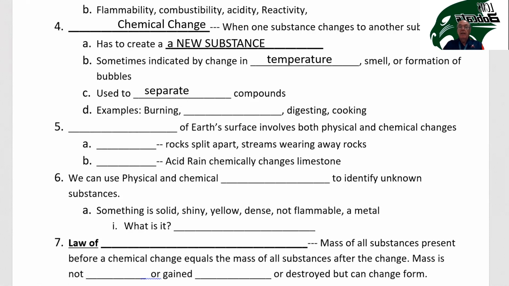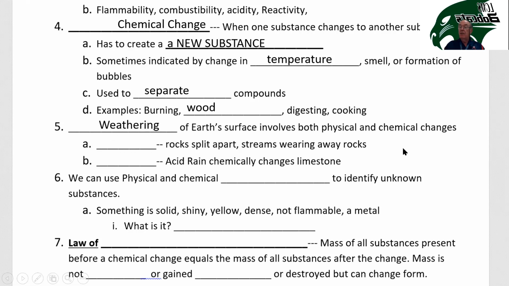Okay. Chemical changes can be used to separate compounds. A lot of times in nature, people find compounds and they dig up iron out of the ground, for example. It's not pure iron and ready to use to make cars. You have to separate out the rust and get the oxygen off of it and separate it and break it up into pure elements so that we can use it. Okay. Burning wood, digesting, cooking, all of those things are examples of chemical changes.